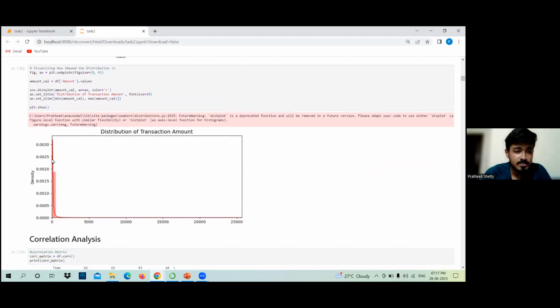Then this was done based on the amount. There was a density distribution of the amount. You can see most of the amounts are very small. They aren't very large transaction amounts.